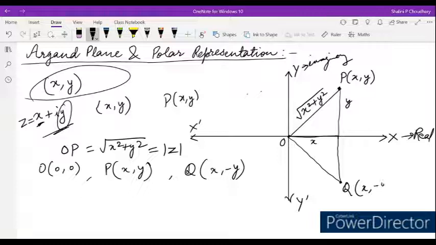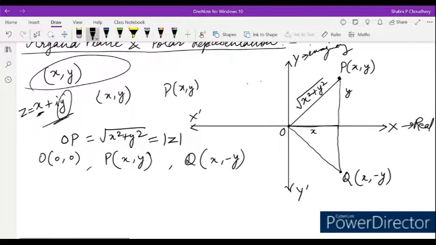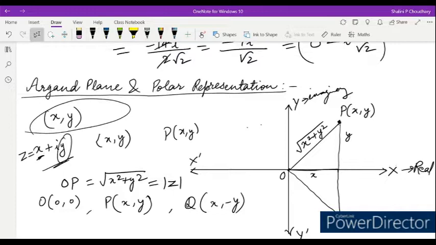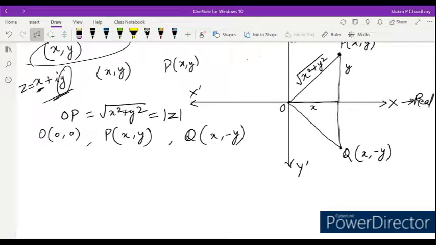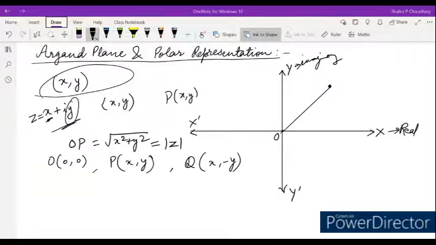The distance we took will be minus y. So the complex number we are representing geometrically, this point is the mirror image of the point P. So this is all about the Argand plane. Now we'll talk about the polar representation. Polar representation we'll see now.